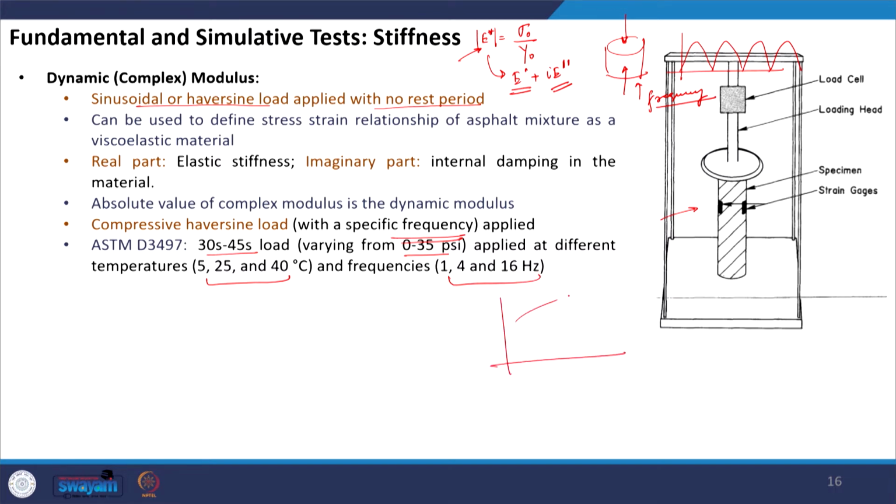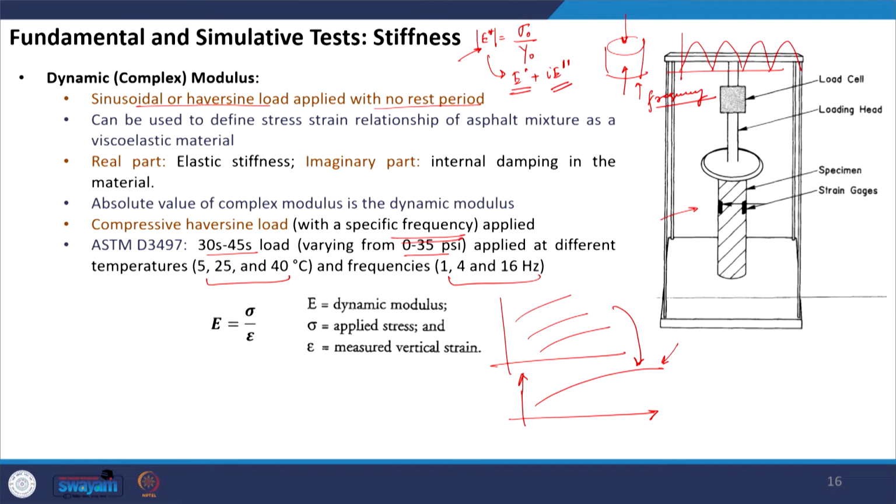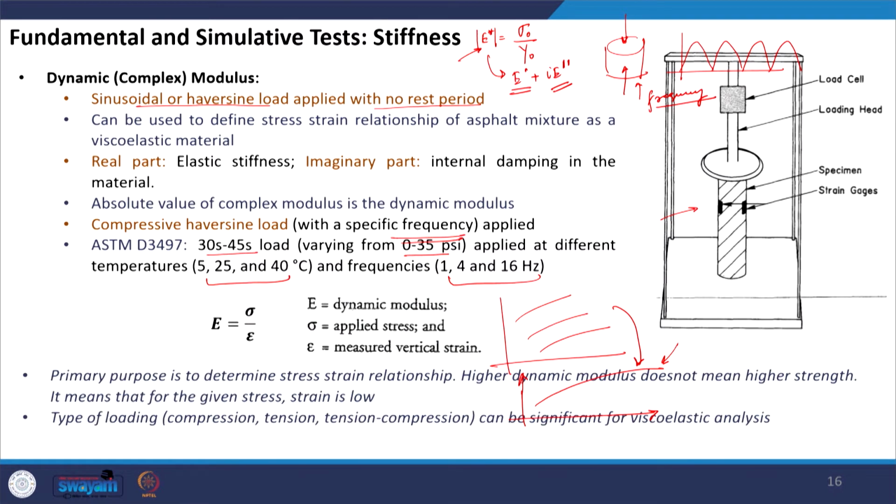The reason being this can be further used to generate a master curve at any desired temperature, and this master curve is also used as an input in the pavement design by some of the agencies. Okay. So, E is calculated as the ratio of stress to strain. This is something we have discussed.